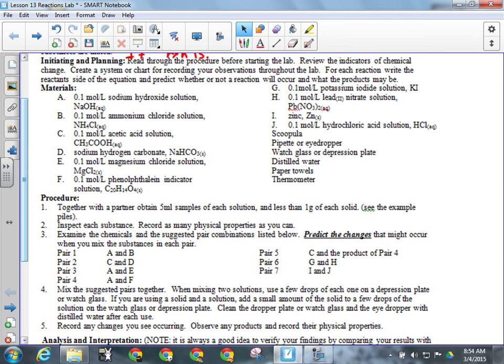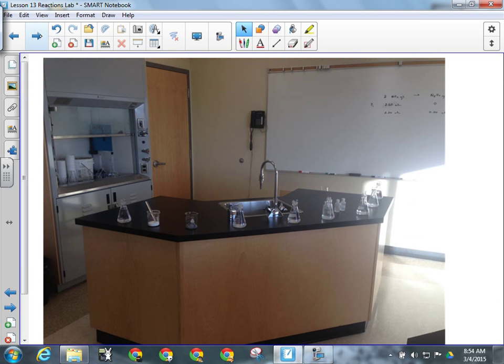So for today, when we get across to the lab, this is what you're going to see on the front table: all of the samples. Most of them are already in solution, so they have little disposable eyedroppers in them.